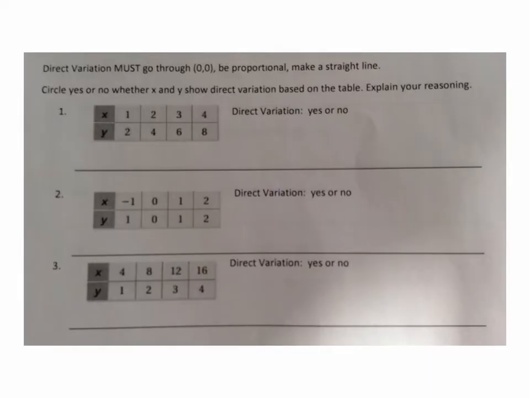Now let's look at a table, okay? We're going to see if it is proportional or not. Remember, these are the things it must have. It must go through 0, 0, be proportional, and make a straight line. If you want to think through your checkboxes of, is it this, is it this, is it this, if it has all three, it is direct variation.